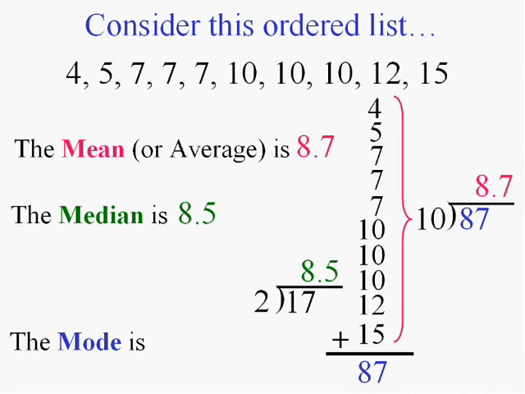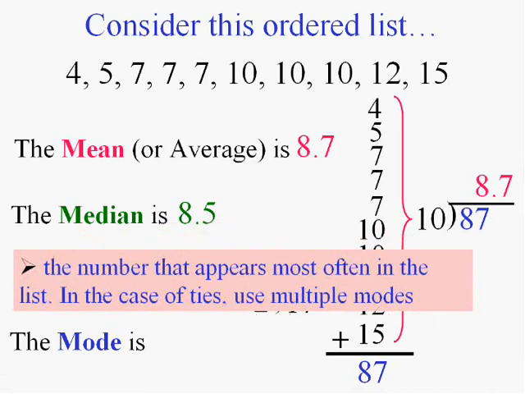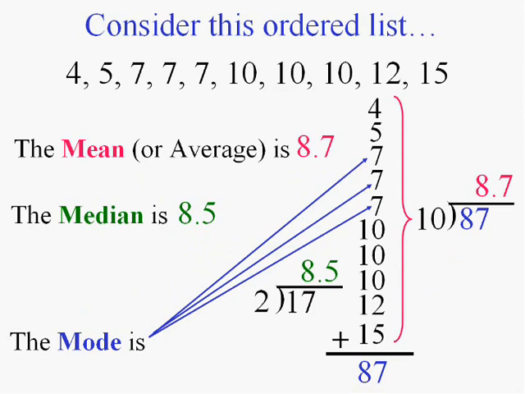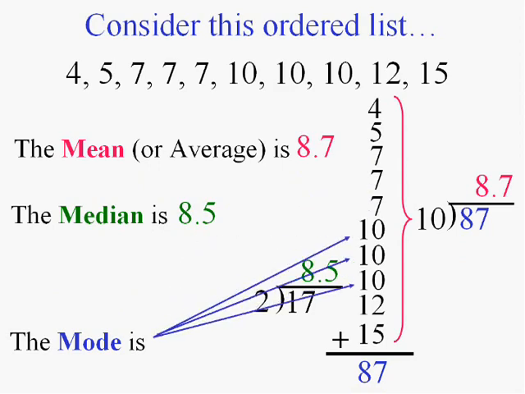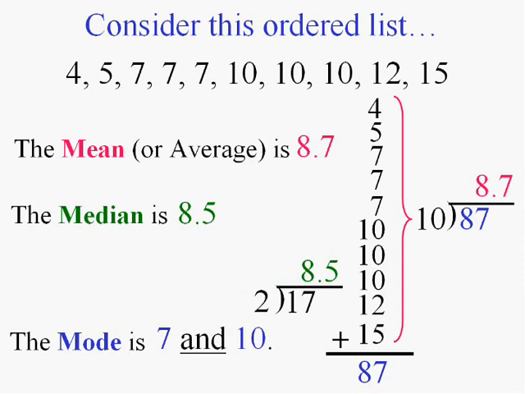Also, in this case, there may be a weird mode. The mode is the number that appears most often. Now in this case, there are 3 7s, but there are also 3 10s. So I have two modes, 7 and 10. It could happen.